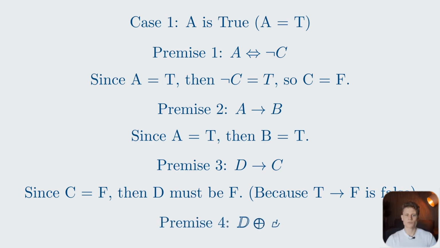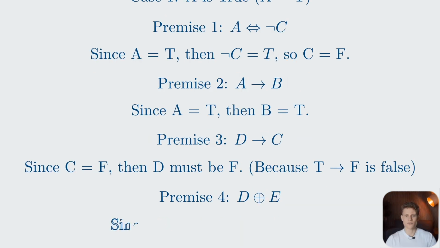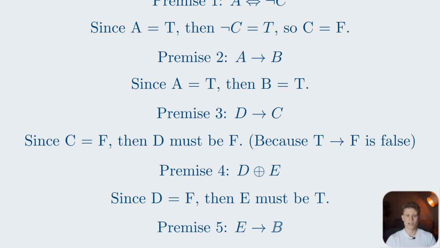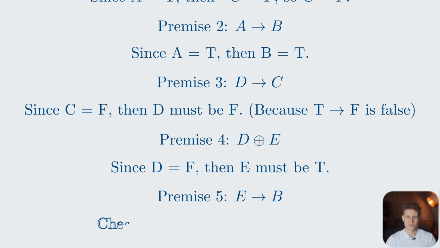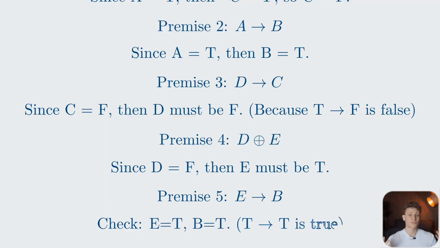Now we use premise 4, D exclusive or E. We have just found that D is false. For this exclusive or to be true, E must be the opposite of false, so Elena attends. We have one last premise to check, premise 5, which in its simpler form is E implies B. We found E is true and B is true. The statement true implies true is true, of course. So this premise is satisfied.